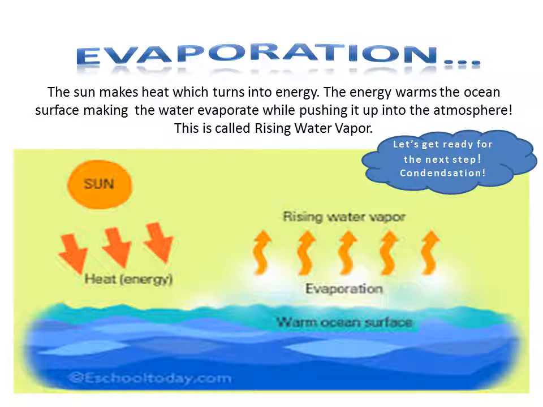Evaporation, that's when the sun makes the heat turn into energy. The energy warms the ocean surface, making the water evaporate while pushing it up into the atmosphere. It's called rising vapor water. Say that with me. Rising vapor water.